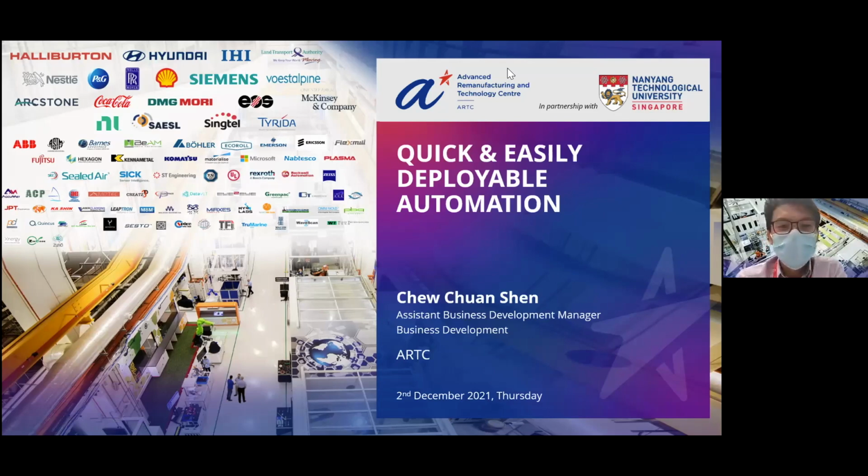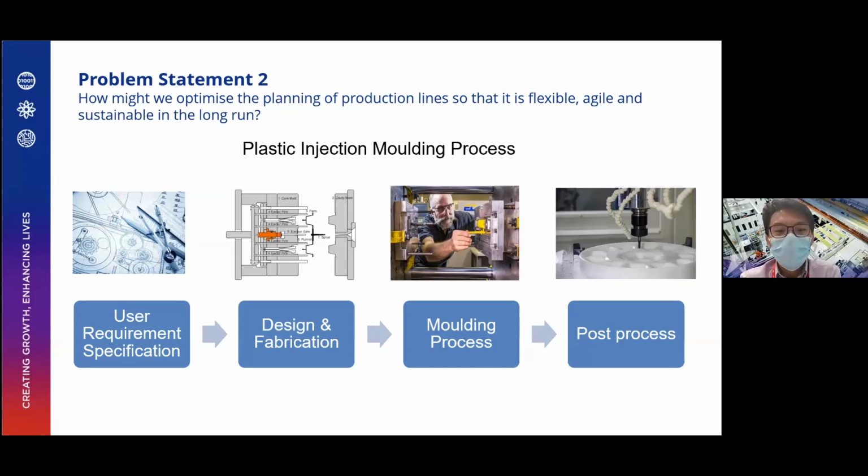Thank you. Thanks, Billy. Hi everyone. My name is Chuan Shen from ARTC. So today I'd like to share a bit more about problem statement 2. How might we optimize the planning of production lines so that it is flexible, agile, and sustainable in the long run? Next slide, please. So the problem statement sponsor for this problem statement is Omnimo, and Mr. Simon Lim will let you know more about Omnimo later. So first, I'd just like to give a bit of background about the context of this problem statement.